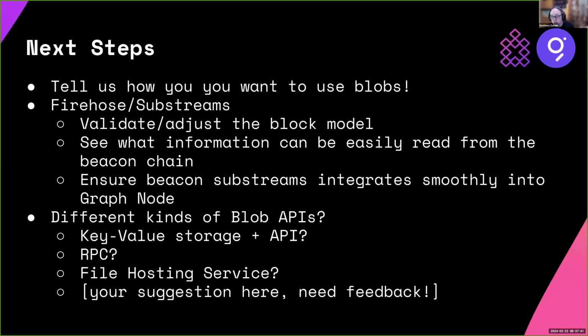But then what do we want to do with blobs later? I don't know. Do we want to store them in a key-value store? Do we want an RPC? Do we want to use a file hosting service? I don't know what ideas people have for blobs. So based on feedback, we'll adjust plans accordingly.